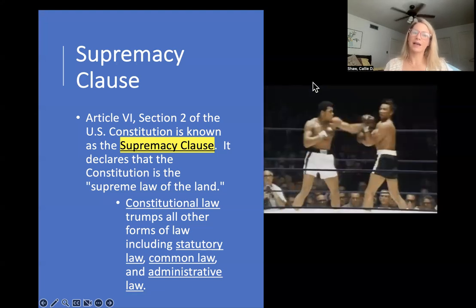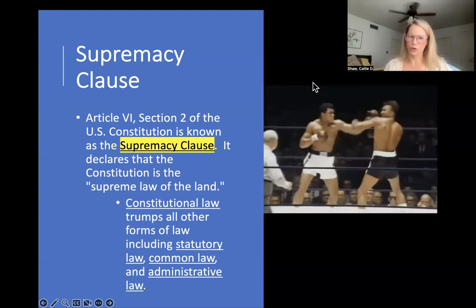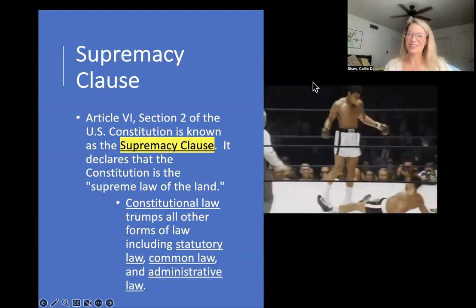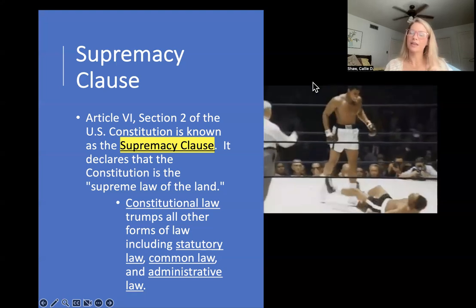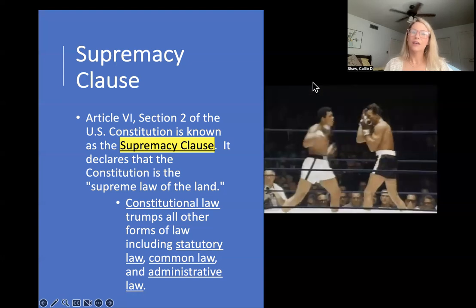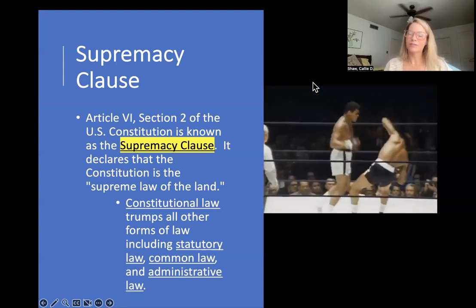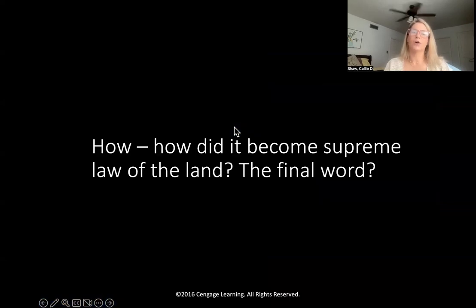So if Texas says, you know what, we're not going to allow our citizens to say the word blue, the United States Constitution is going to say, you know what, Texas, I think you should rethink that, because the First Amendment of the United States Constitution says that you have freedom of speech. So, you lose. You see how that works? So this is the kicker, though. How did it become the supreme law of the land?